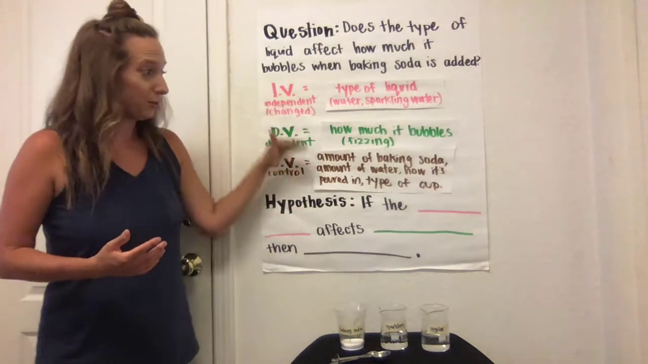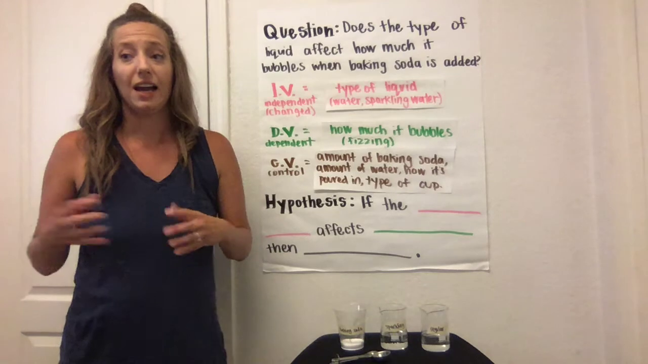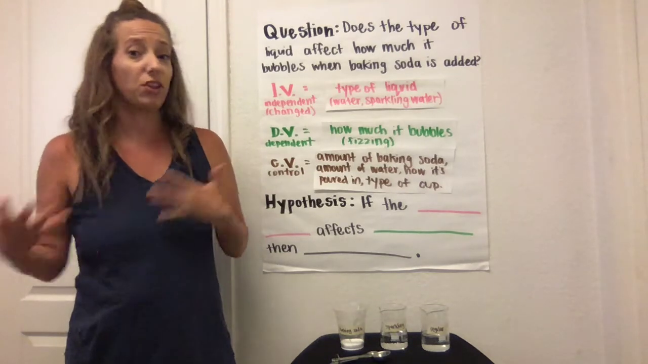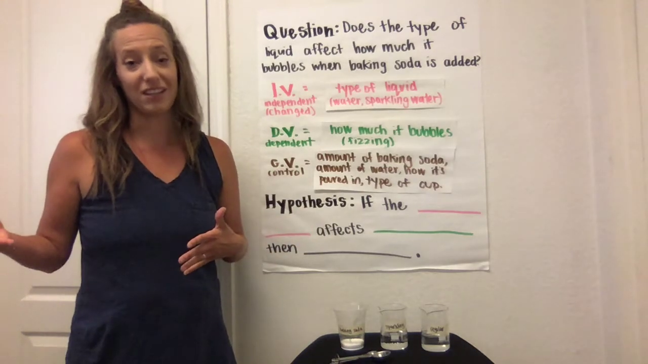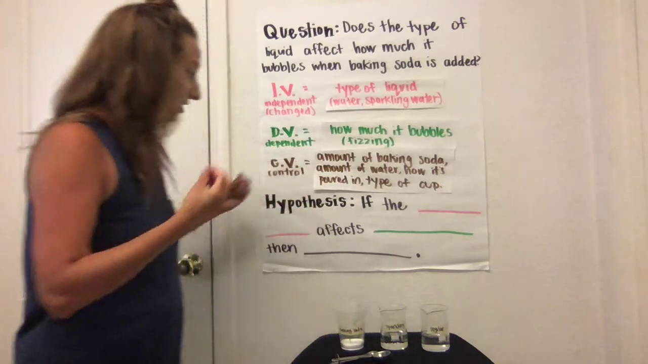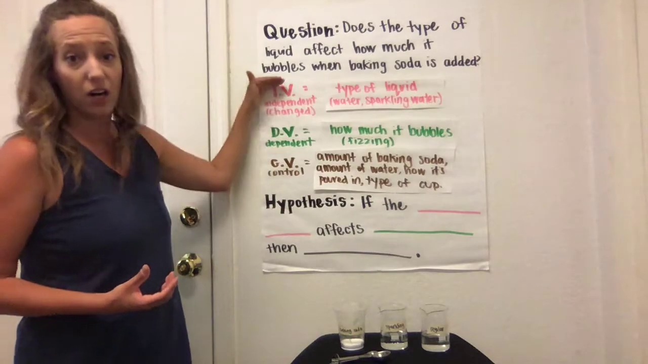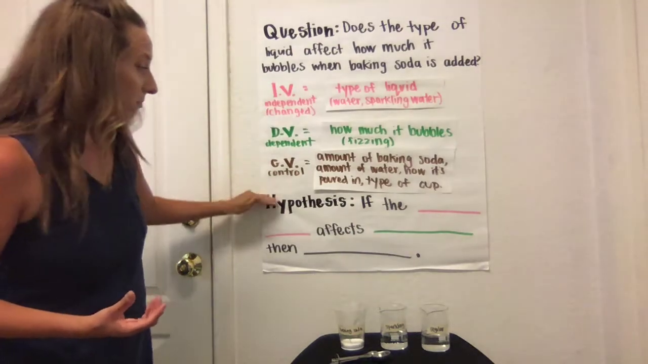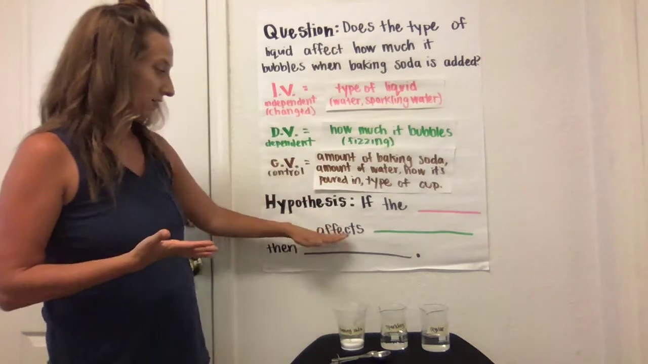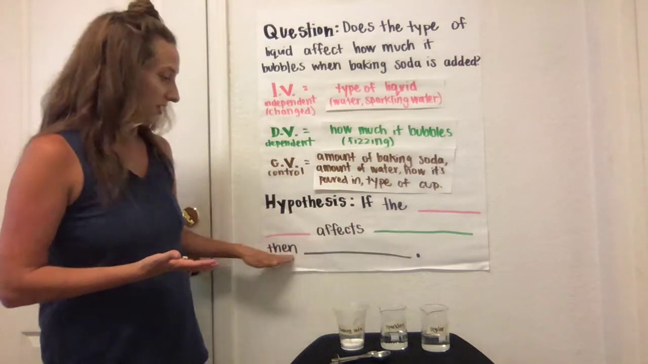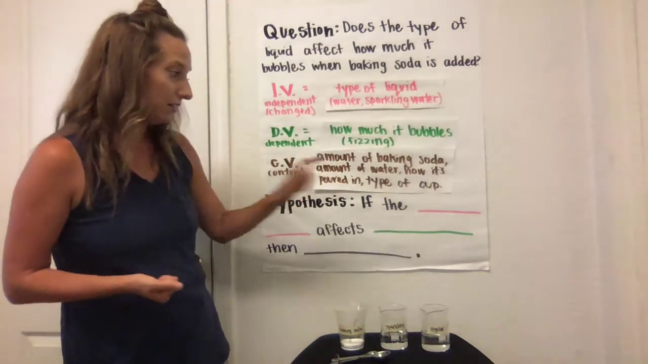Now that I have those things broken down, I'm going to use this information to create my hypothesis. A hypothesis is an educated guess, so it's what you think is going to happen. It doesn't matter if you're right or wrong, as long as you follow the format and include everything that I'm asking you. So I'm going to get started here, and I labeled everything with pink lines and a green line to match our independent and dependent. The format for a hypothesis is: if the independent variable affects the dependent variable, then, and you put your thinking here.